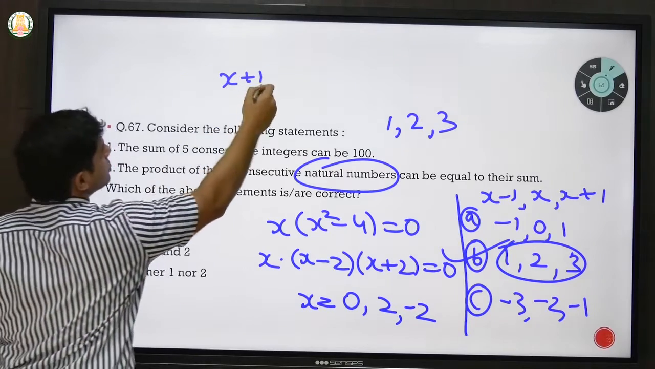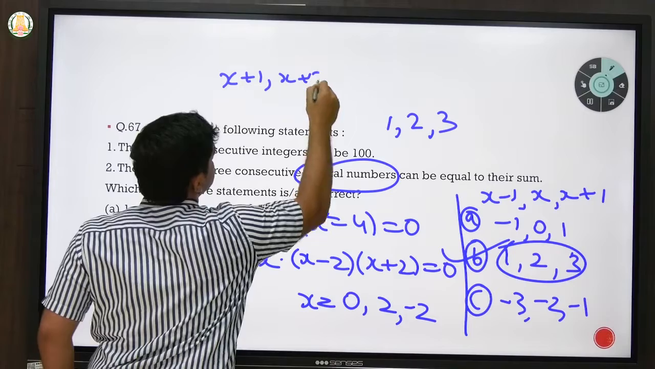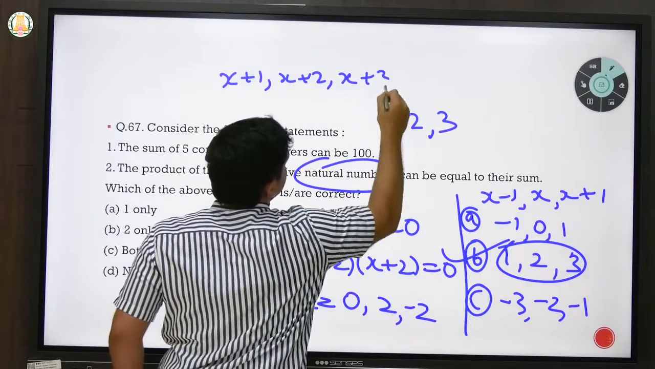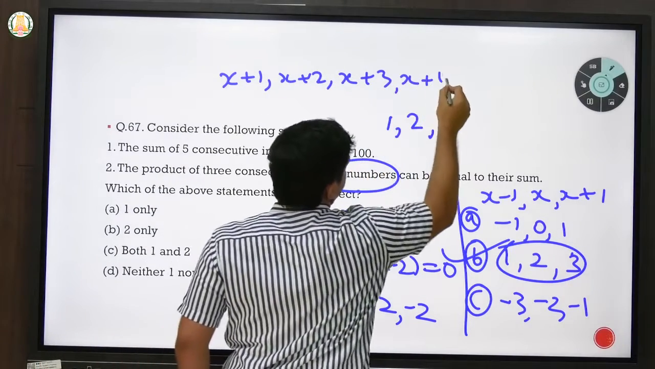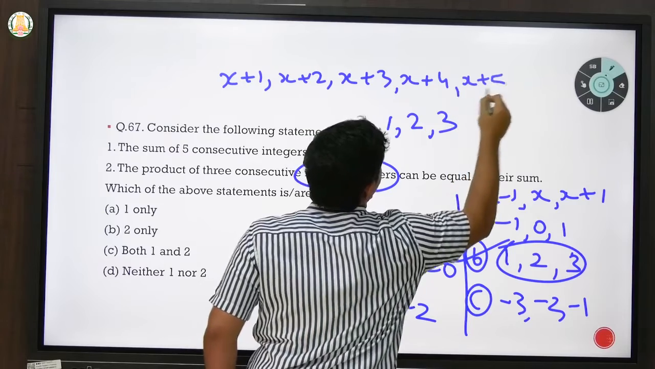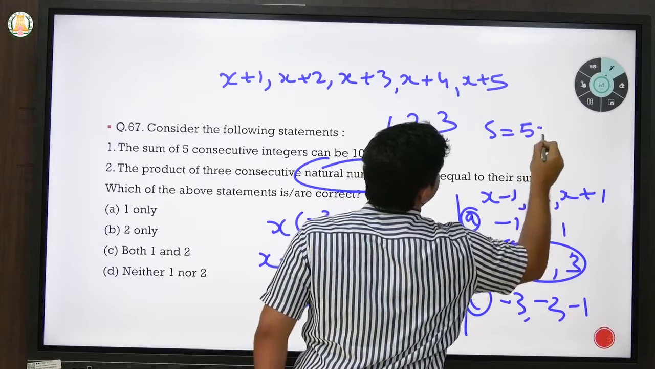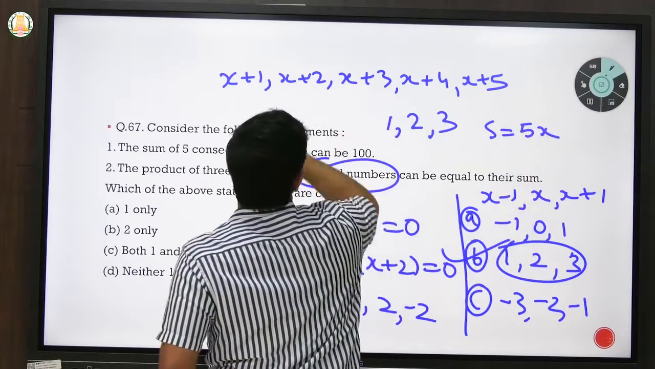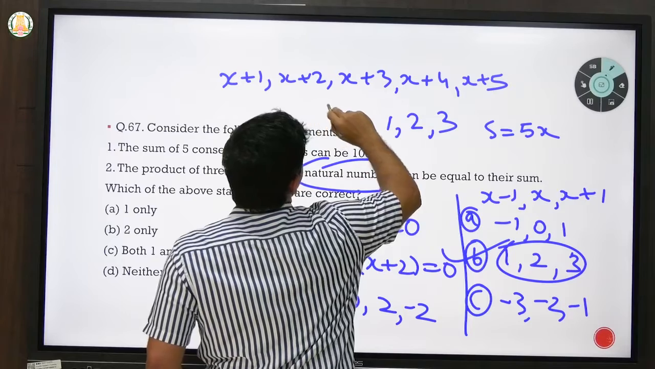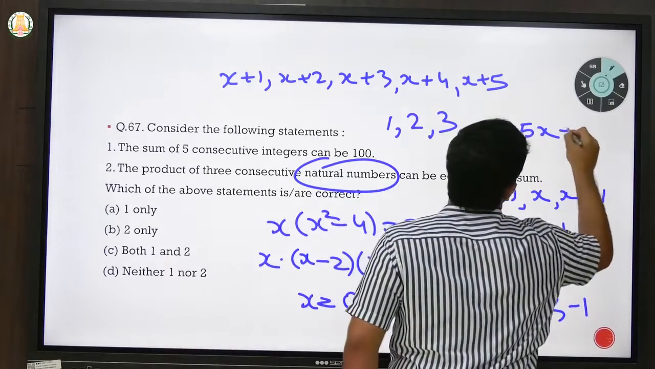If you want here, you can assume this also, x plus 1, x plus 2, x plus 3, x plus 4 and x plus 5. Okay. Now what will this become? If you add, the sum will be 5x plus 5 plus 4 plus 3 plus 2 plus 1. How much will that be? 6, 6, 6, 12, 15.